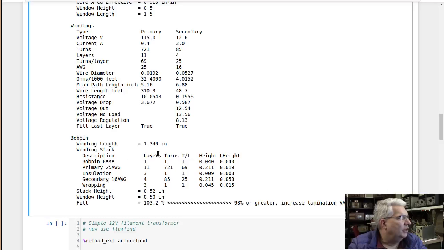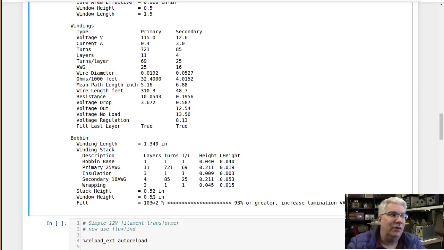Okay. And here's our bobbin. This is how the bobbin is going to stack up. And it says, okay, here's the bobbin base. There's going to be 11 layers, 721 turns, of 25 gauge wire. And it tells us the heights and that kind of thing as the stack is getting built up. And we get all the way to the end, and we find out that our stack height is 0.52 inches, but our stack window is 0.5, so we're a little bit over. So this isn't going to be windable.